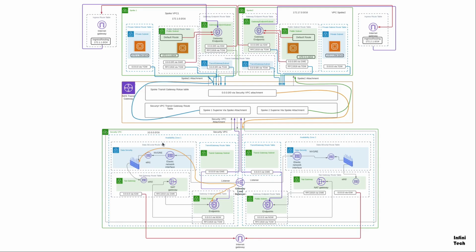The return traffic comes back to the VPC endpoint. The return traffic gets checked against the route table, which results in the traffic getting routed to the Transit Gateway attachment of the security VPC. There are also additional route tables in the security VPC. Those are the Gateway Endpoint route tables and the NAT Gateway route tables, which is the public route table.